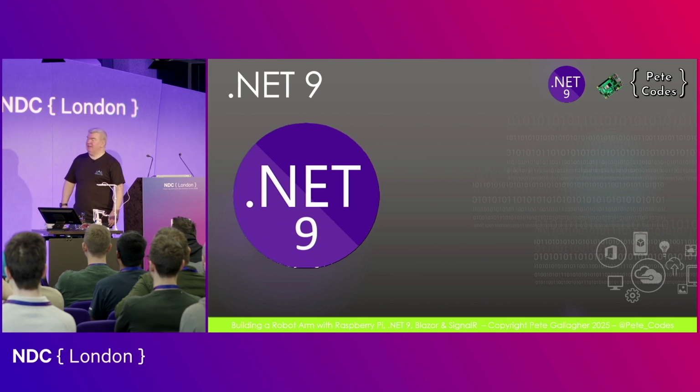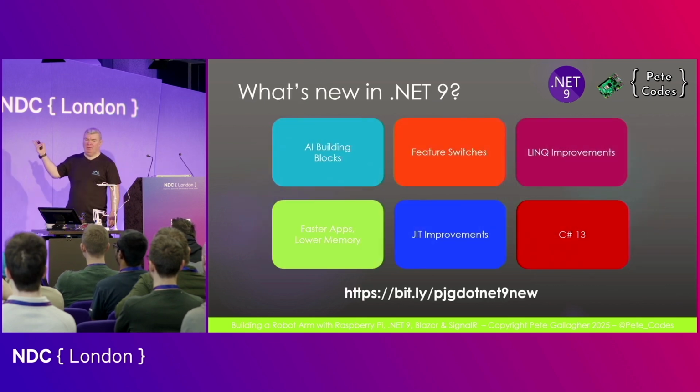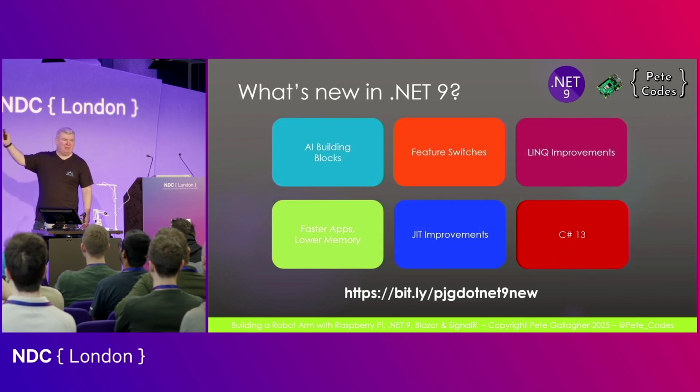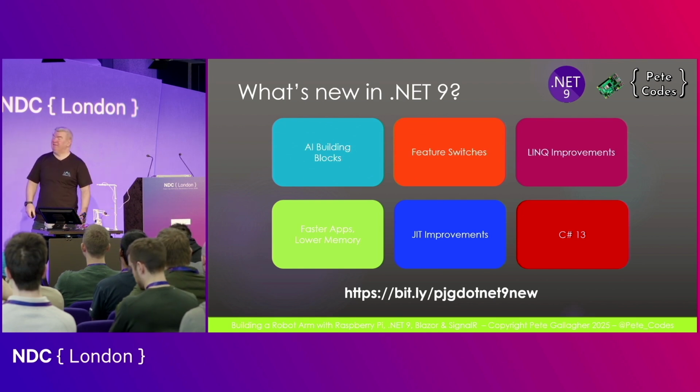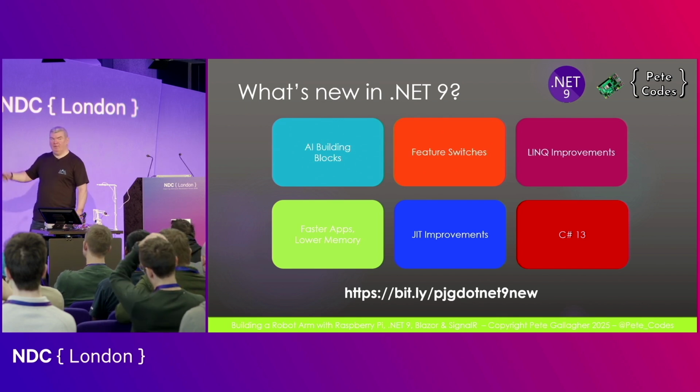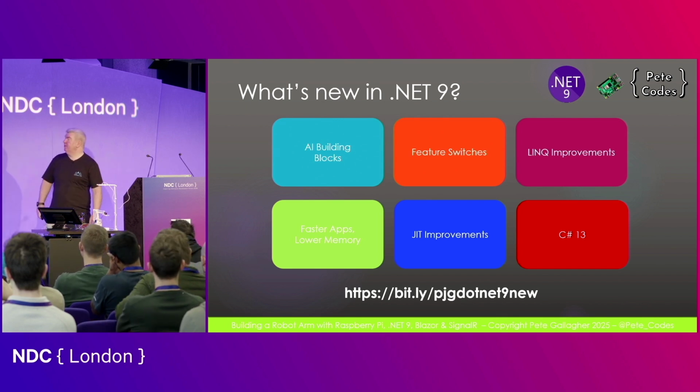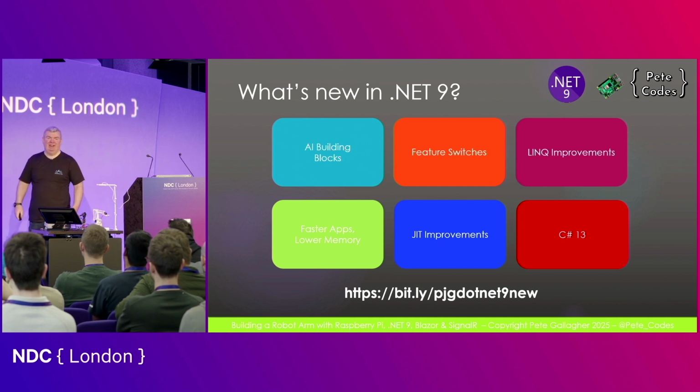So it's actually .NET 9. We get a bunch of stuff. Don't listen to me talk about what's new in .NET 9. Go and watch Mads Torgersen's talk. If you weren't here last night, he was talking about some stuff that's even coming in .NET 10. C# 14, actually, he was talking about. But AI building blocks, because, you know, if you're going to do any amount of work, you've got to put AI in it these days.